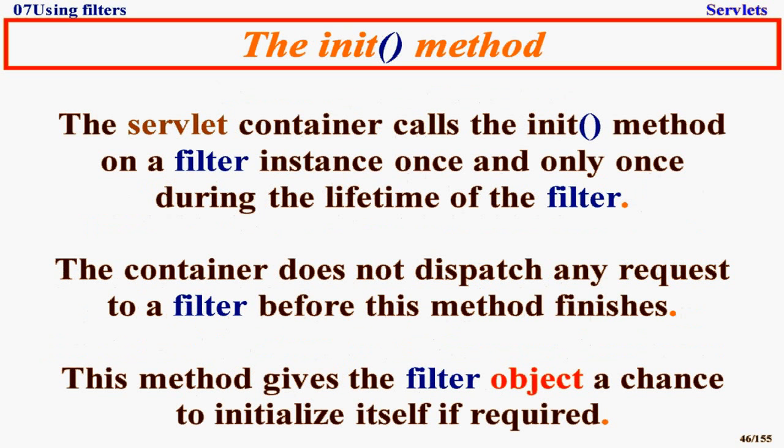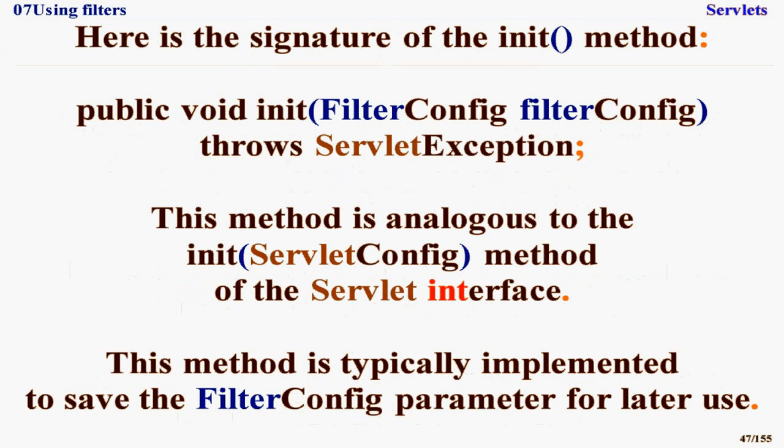The init method. The servlet container calls the init method on a filter instance once and only once during the lifetime of the filter. The container does not dispatch any request to a filter before this method finishes. This method gives the filter object a chance to initialize itself if required. Here is the signature of the init method: public void init(FilterConfig filterConfig) throws ServletException.